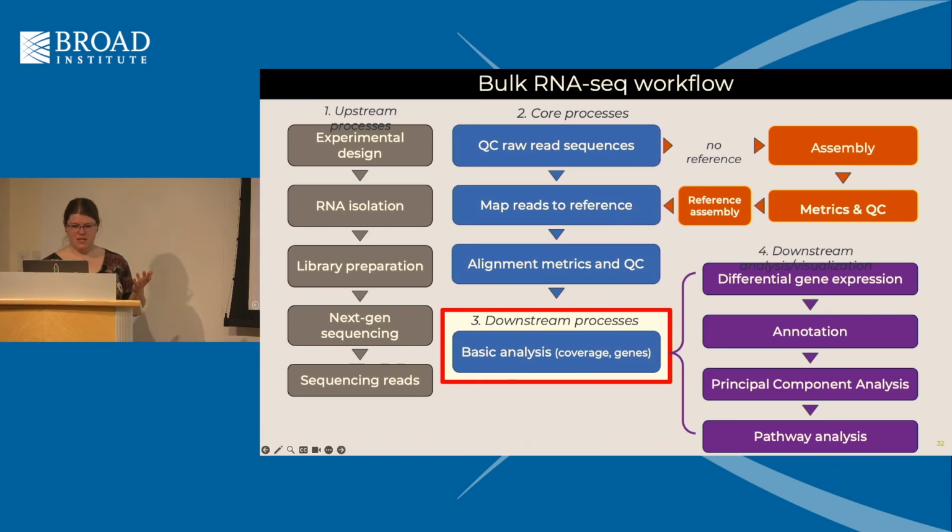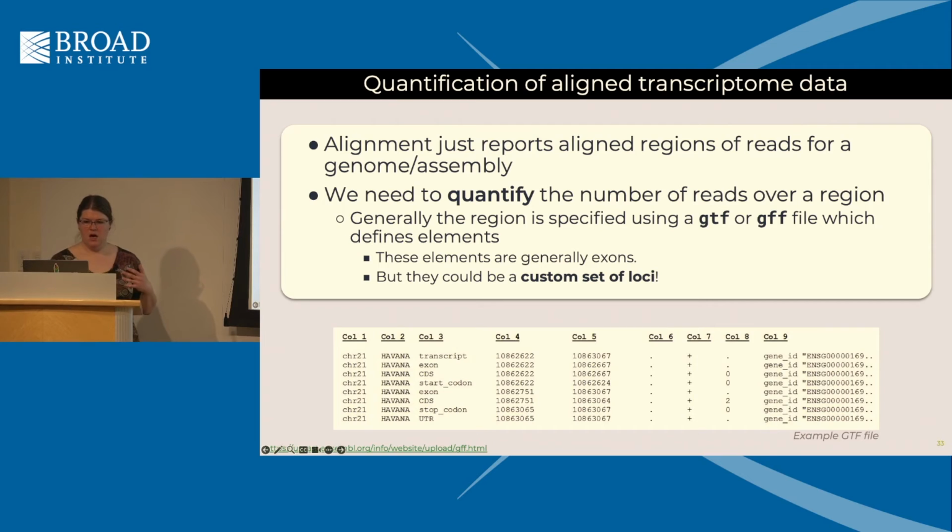Okay, so now we're going to get to some more downstream basic analysis. Alignment just gives you the aligned regions for a given genome or assembly. We need to quantify these, and we generally specify what we want to quantify over for transcriptome alignments using the GTF or the GFF file.